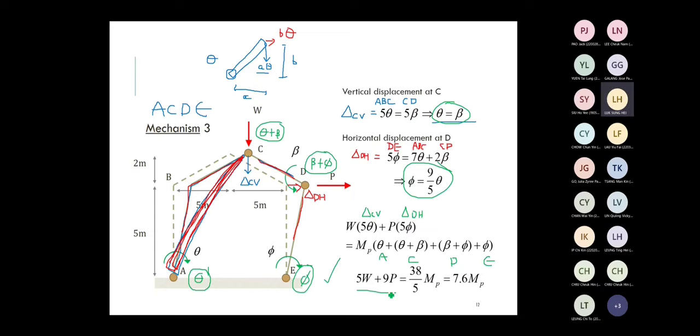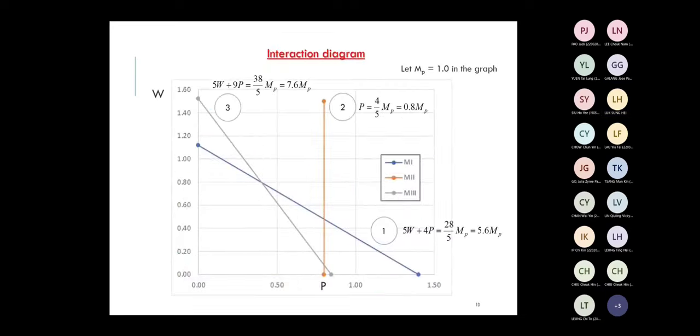Normally, we will present these 3 equations graphically in this way. We can present the previous 3 equations graphically. We call this interaction diagrams. Say, for example, the blue line represents mechanism 1, the orange line, mechanism 2, the gray line, mechanism 3. In this graph, I use W, the vertical force, at the vertical axis. The horizontal axis is the horizontal force P. I believe that you have no problem to plot in this graph. How to plot this graph?